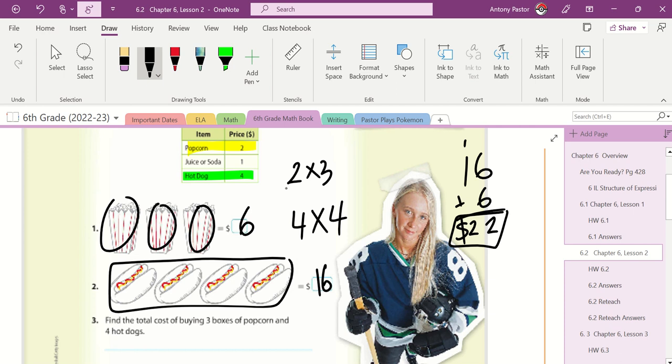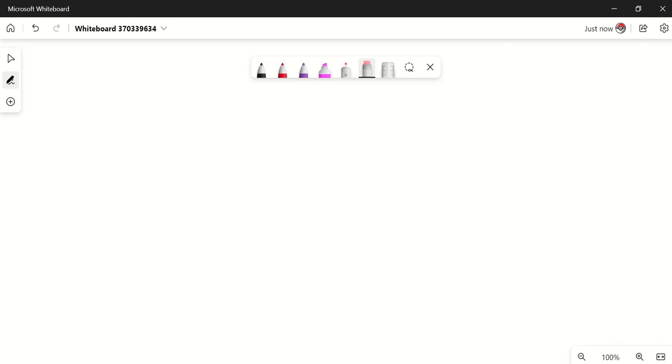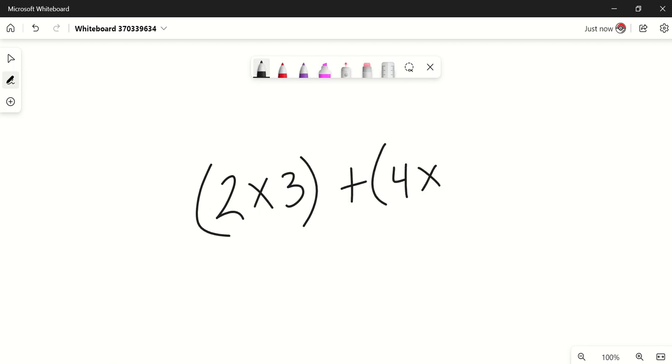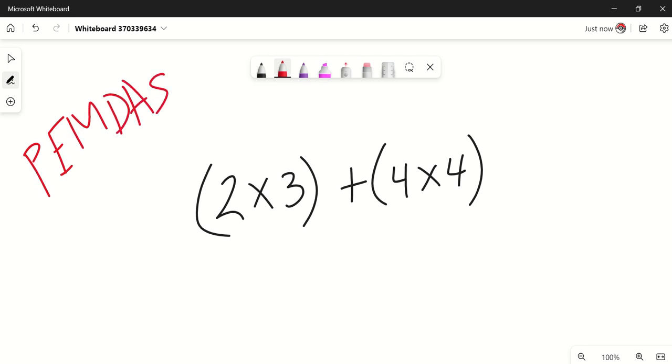Now, we did this in a weird way, but when it comes to order of operations, what we could have done was this. We could have said it was $2 for 3 popcorn, and then add $4 times 4 hot dogs. This is known as order of operations, or better written as PEMDAS. Each letter in PEMDAS represents something different.